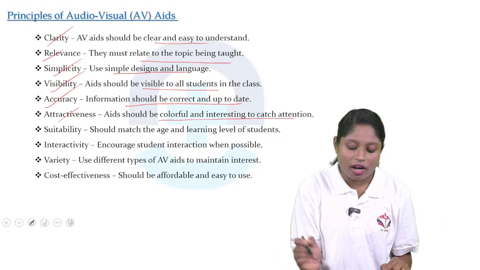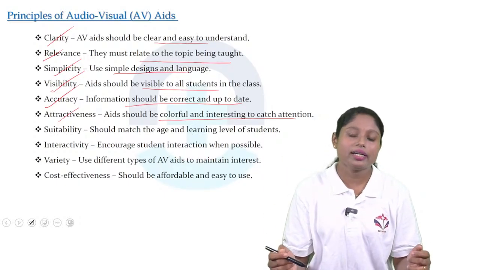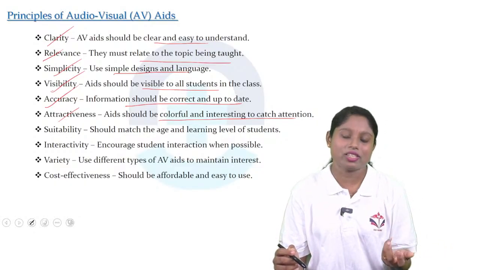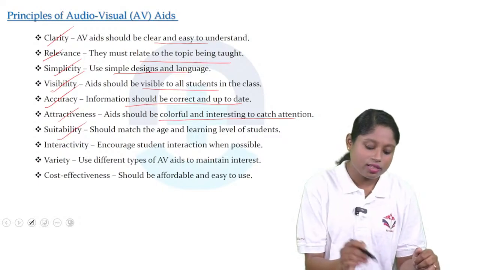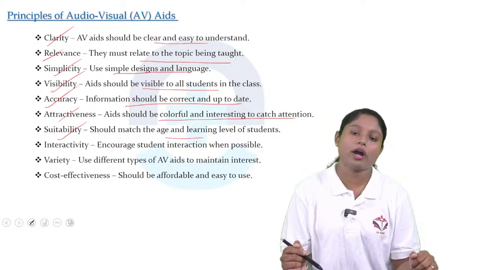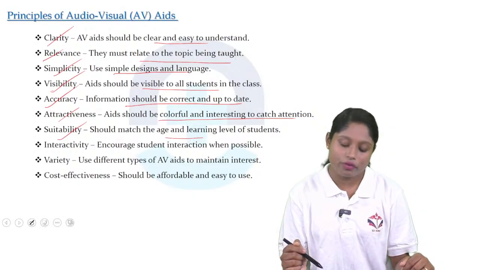Attractiveness. It should be colorful and interesting to catch attention. So you can use colors, sketches or drawings to make it attractive. So it will get the attention more easily. Next is suitability. Should match the age and learning level of students. So what you are preparing should match your students' age and level of learning.